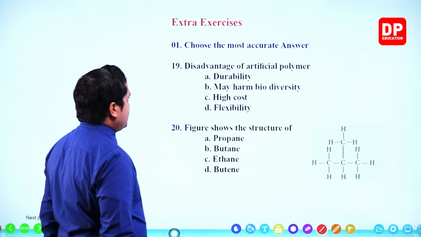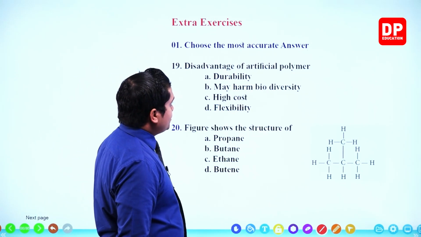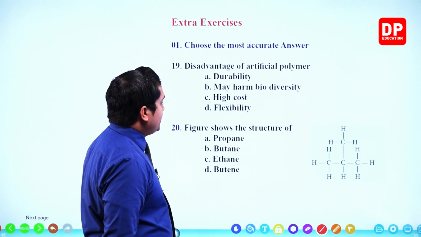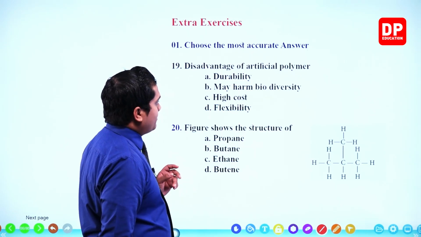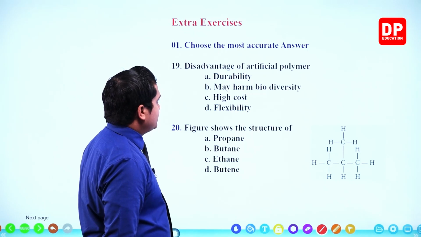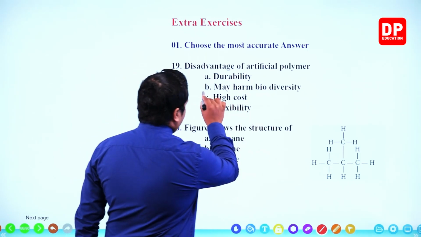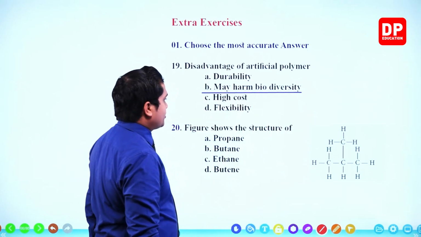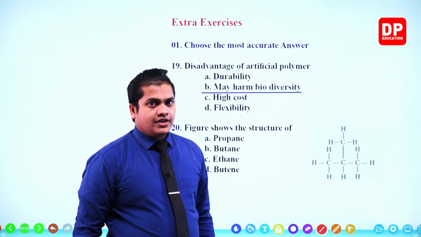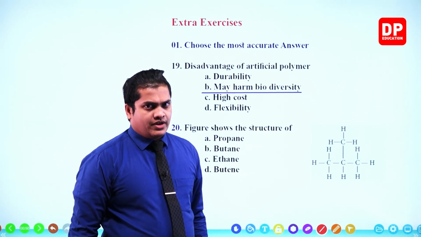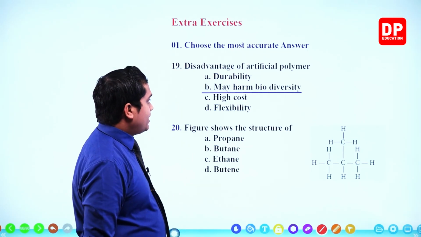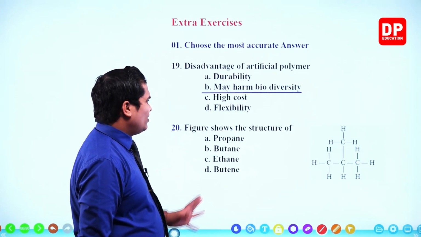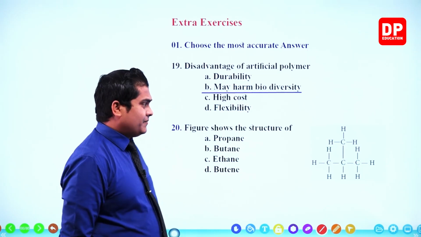Question number 19. Disadvantage of artificial polymer. Durability. That's an advantage, no? Next one. May harm biodiversity. That is a disadvantage, right? It's going to harm the biodiversity. So it is a disadvantage. High cost, no. Flexibility, once again, no, right?